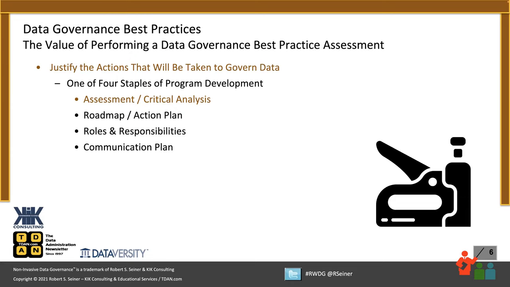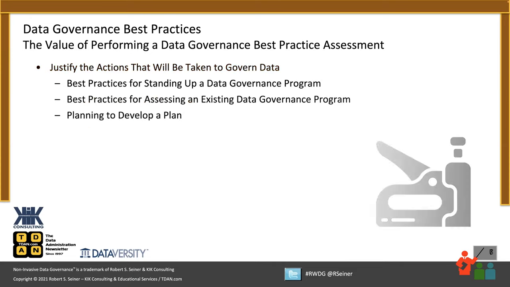I've given a lot of webinars and presented a lot about roles and responsibilities. I won't be going into a lot of detail about roles and responsibilities, but I will share my operating model as part of this webinar. And then there's the communication plan, because communications can't be emphasized enough within organizations. We need to communicate to people what data governance is all about, what stewardship is all about. We need to onboard people so that when they play a role, they understand what their role is and how to conduct themselves appropriately in that role. And that's all part of the communication plan. So like I said, the four staples that I typically suggest to organizations that they get started with is that assessment, that roadmap, the roles and responsibilities, and the communication plan.